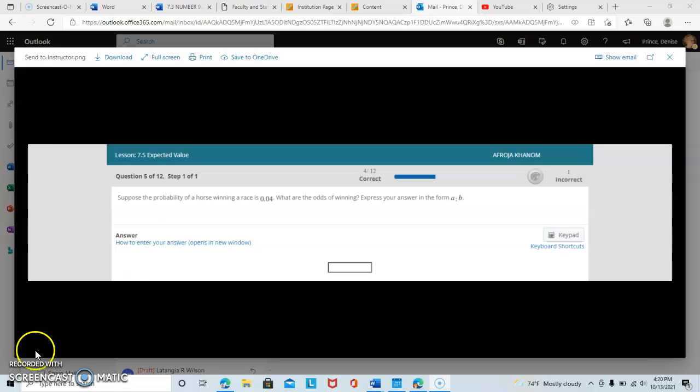This is the solution to one of the questions from Hawk's Learning, question number 5 from lesson 7.5. It says, suppose the probability of a horse winning a race is 0.04. What are the odds of winning? Express your answer in the form A:B, A to B.